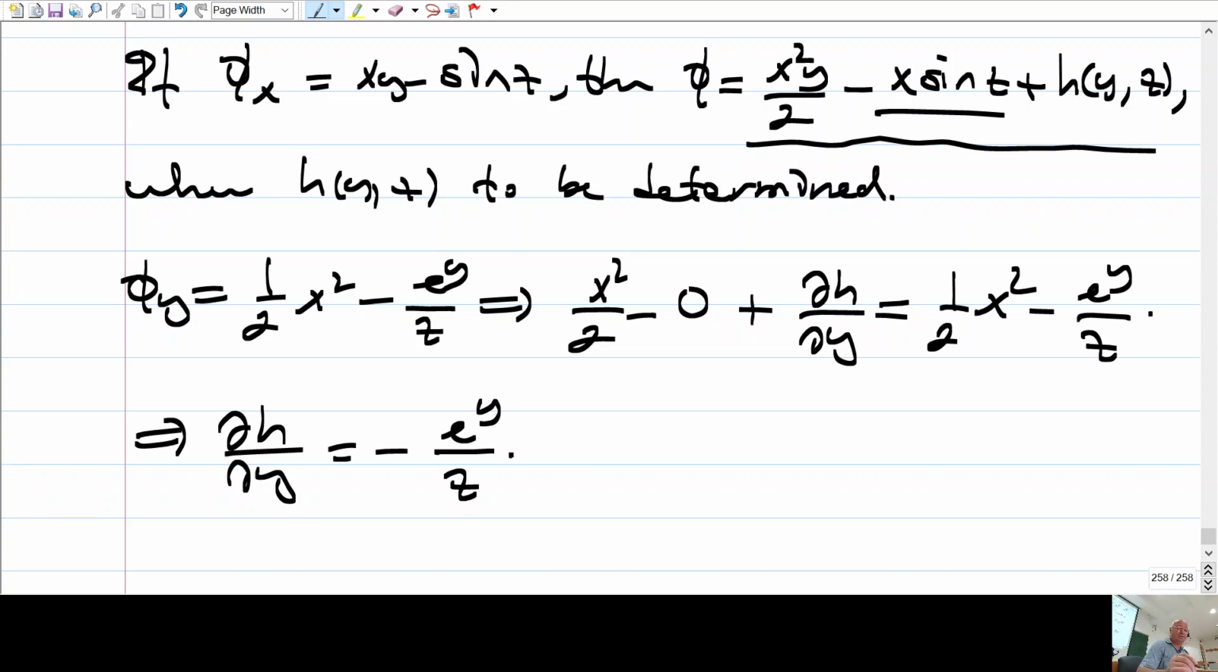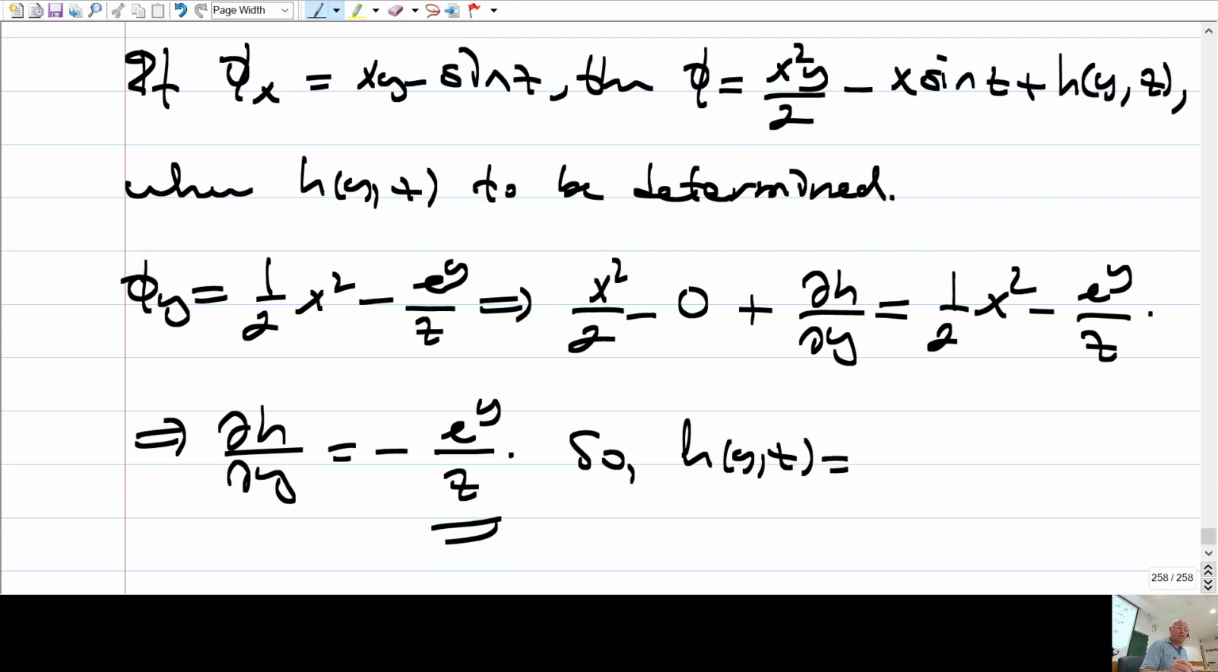So h is a function of two variables and its y derivative is this. So what is h of y, z then? I need to integrate this with respect to y, keeping z as if it's a constant. The integral of this with respect to y is just minus e to the power y over z plus a constant, right? I'm taking an antiderivative, so I need to add a constant. But this time, the constant can have also z in it. Therefore, this is just, let's say, g of z.